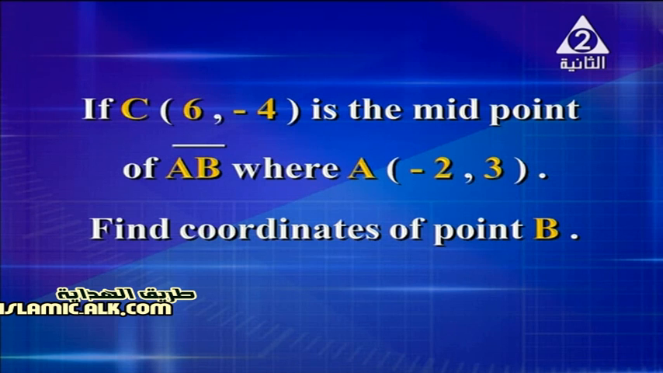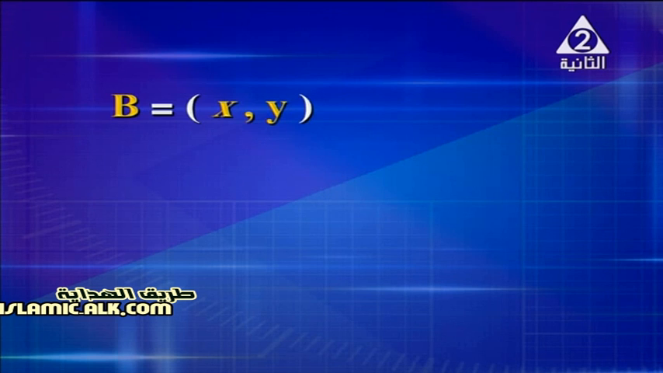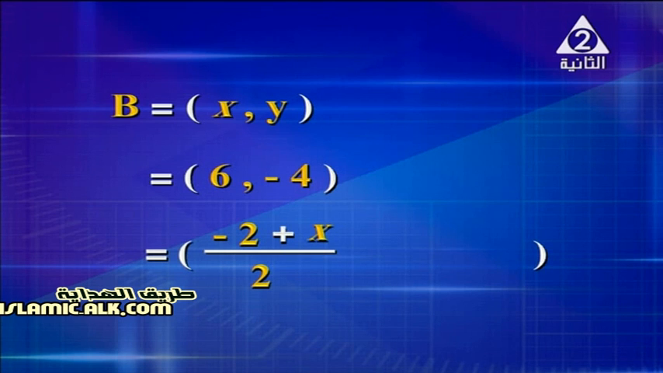How can you find the coordinates of the point B? First of all, we are going to say that B equals (x, y). Then what about the midpoint? It is (6, -4), which is equal to the sum of the x's over 2 and the sum of the y's over 2. So it is (-2 + x) over 2 and (3 + y) over 2.